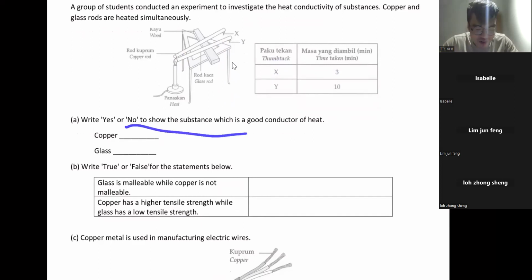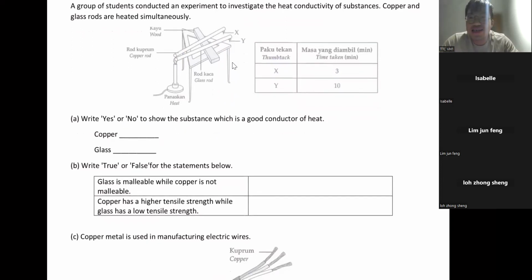Okay, next. Write yes or no, which is a good conductor. So which is a good conductor? Is it copper or glass? Oh, guys, the lens flare is really annoying. Okay, yes, copper. So this is yes and this is no.